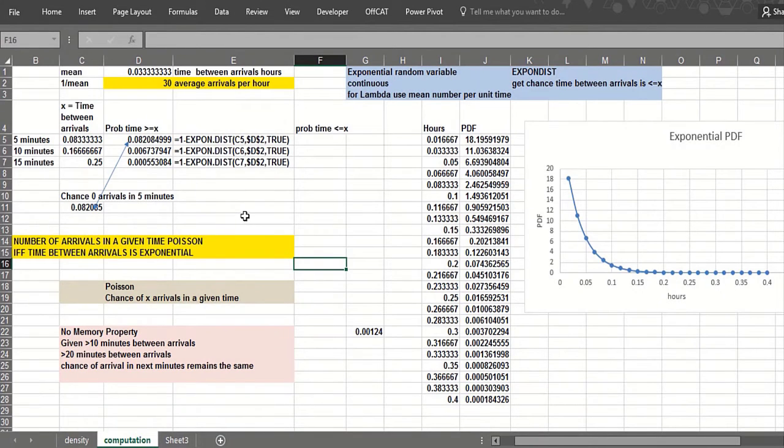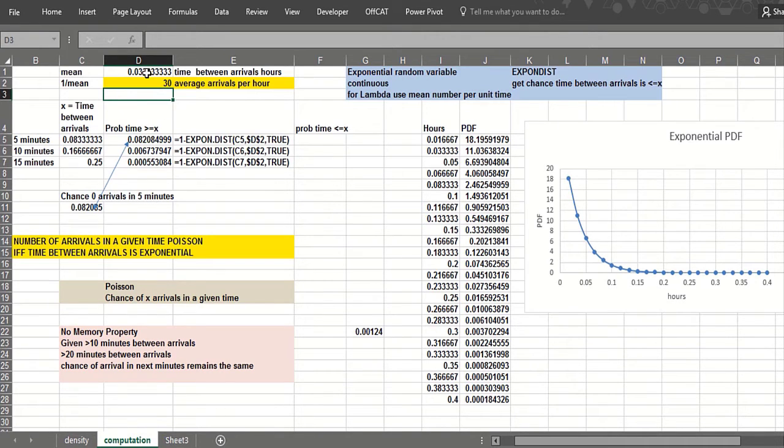Recall in our last video we talked about the Poisson random variable, which gave you the chance, let's say, of X arrivals at a Starbucks in a given period of time. Well, you might want to know what's the chance the time between arrivals is less than or equal to X minutes or X hours. There you would use the exponential random variable. This is a continuous random variable. It's based on a parameter lambda, which is the mean number of arrivals per unit time. And the exponential density looks something like this for the following example.